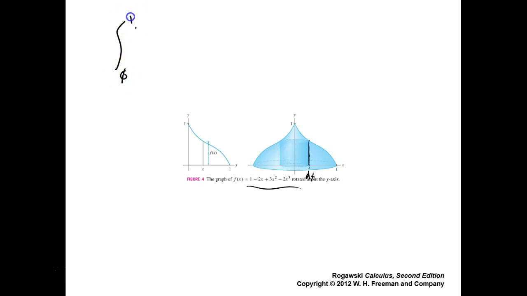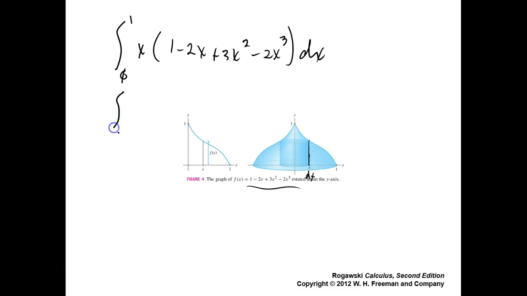Integrate from 0 to 1, x, that's your radius, times your f of x, 1 minus 2x plus 3x squared minus 2x cubed, times the thickness, dx. What would you do first? Yeah, multiply. Distribute that x across there. So it's 0 to 1, and that would be x minus 2x squared plus 3x cubed minus 2x to the fourth, dx.